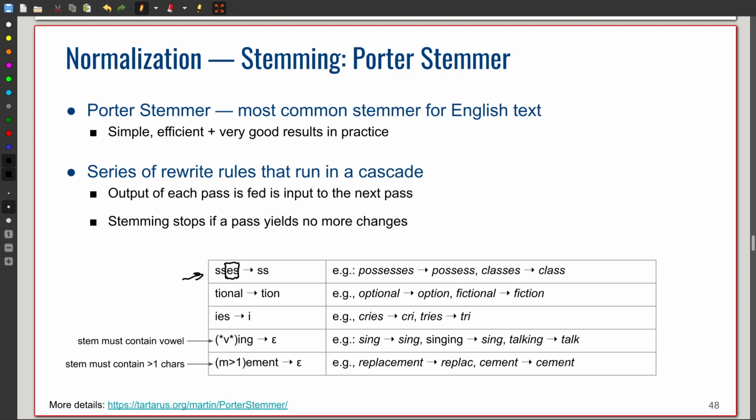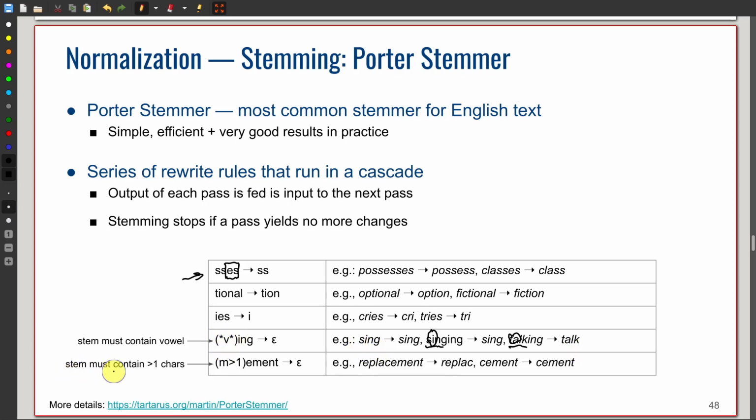Some of these rules are more specific and require something like a look ahead or look behind. So for example, in this rule, a stem must contain a vowel. That means this part of the stem must have a vowel in it. So for example, singing and talking here work well because there's an A as well as an I. So we can stem the ing off in both cases. But the word sing by itself wouldn't work here because the proposed stem doesn't have a vowel and would just be the letter S.